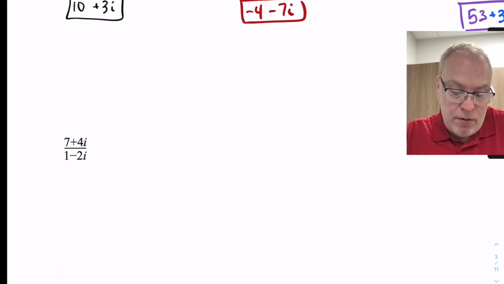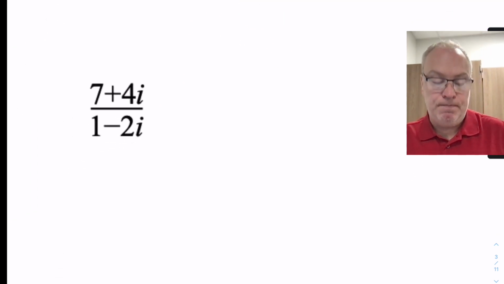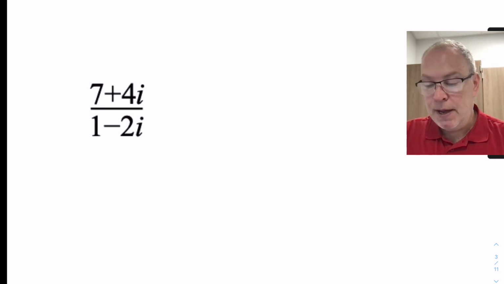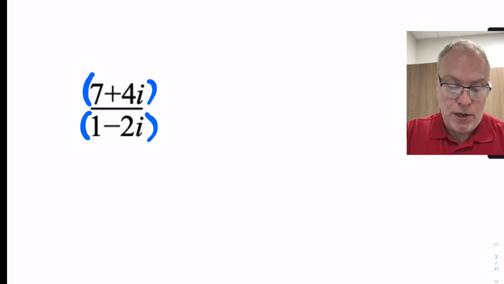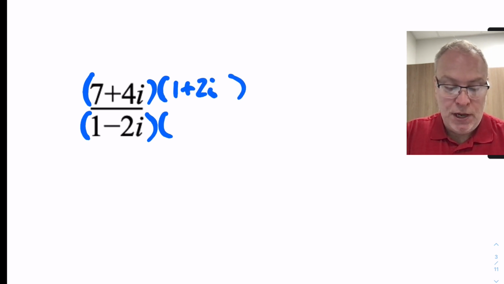Okay, moving on down here. Oh, now we're doing division. Now remember how you did this with radicals. You multiplied by the conjugate. Well, remember i is a radical. It's the square root of negative 1. So I'm going to multiply by the conjugate of the denominator, 1 plus 2i, and just see where this takes me.